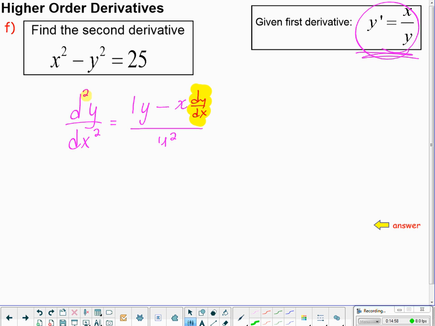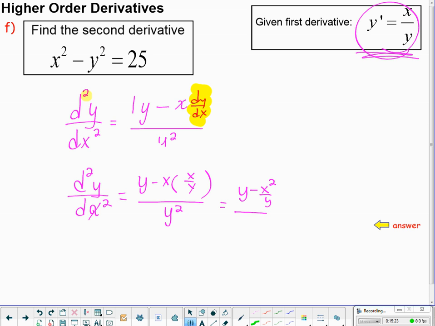So we want to clean that up. So our second derivative will equal y minus x, and we replace, so we substitute in x over y, this was over y squared. And that would equal y minus x squared over y, over y squared.